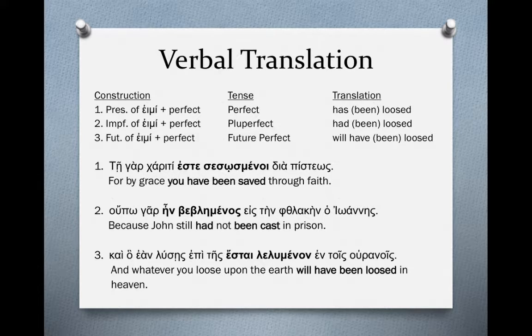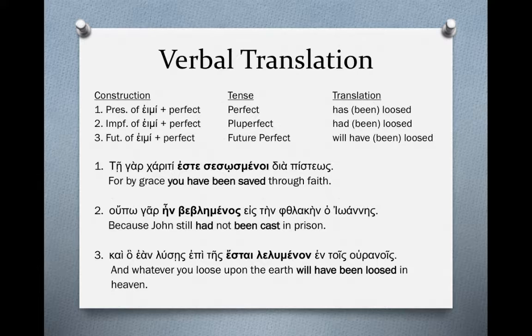Estai lelumenon. Estai is a future form of eimi. Lelumenon, we should be able to identify. It's got that reduplication. It's got the menos participle morpheme. So it's from luo, will have been loosed in heaven.